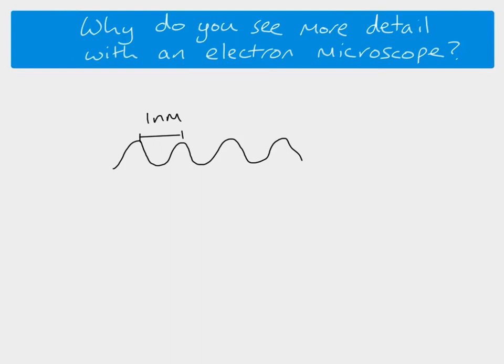So that's really small. If you think about what the limit of resolution means, if the limit of resolution is half the wavelength, that means that with an electron microscope you are going to be able to see things that are half a nanometer in size, half a nanometer and bigger, which means that you're going to be able to see way more detail.